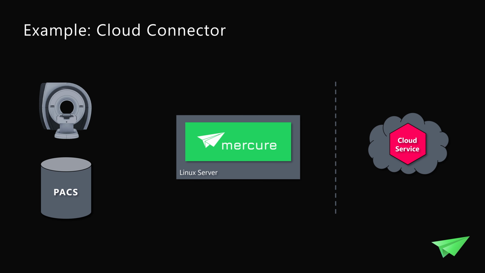And a last example of how you can use Mercure is to utilize it as a cloud connector. So if you want to integrate an external cloud service, or maybe you want to use the cloud to collect data for a multi-center study, then you can set up a Mercure server, configure your scanners or PACS to send the studies to this Mercure server, and Mercure can then transfer the data into the cloud over an encrypted connection using the DICOMweb protocol, which is a relatively new protocol that most scanners and PACS systems don't support at this point. And again, if you want to, you can anonymize the data in between.